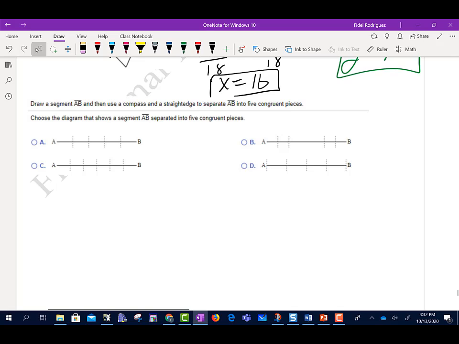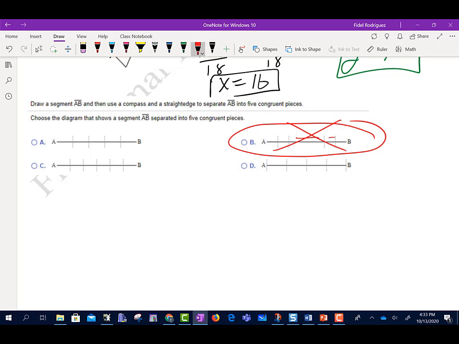So it says, draw a segment AB and then use a compass and straightedge to separate AB into 5 congruent pieces. So congruent pieces means that I have to have the same measurement, okay? And 5 obviously means there's going to be 5 of them. So if I look at that piece right there, I know that can't be it because the distance here is more than those. So I know that's not my answer.